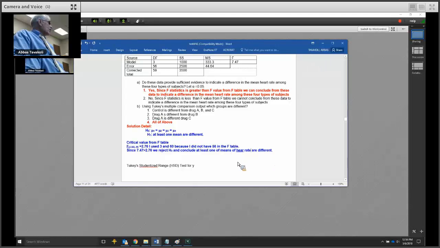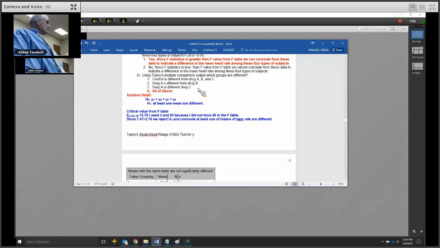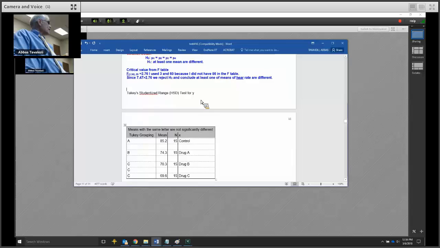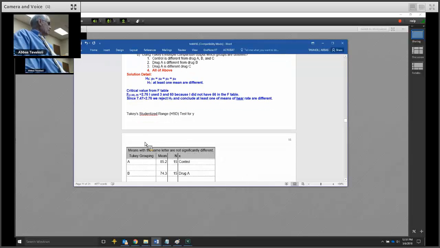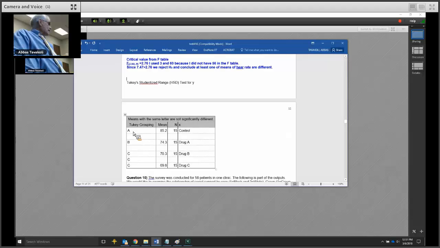In conclusion, for the second part, I asked you to look at the t output and tell me what the difference is. Here we said control is different from A, B, C. Drug A is different from B. Drug A is different from C. The way you find it is based on whether you see any connection. Here we see A is definitely different from B and C because there is no connection between control and these three drugs. Also, drug A is not connected to drug B and C.